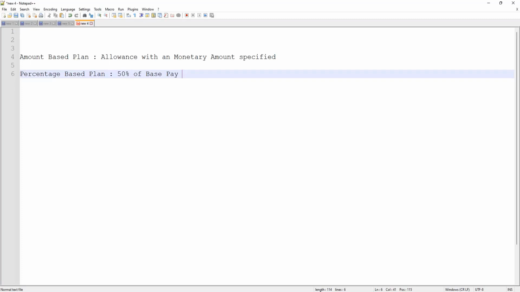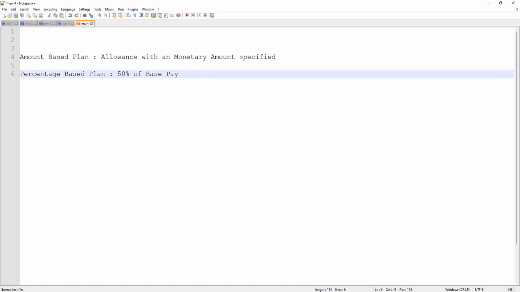Like the HRA, the house rent allowance in India, is typically up to 50% of your base pay. So that is how the companies will specify the allowance, and it's also called HRA or house rent allowance, right. This allowance is 50% of your base pay. Some government employees get a DA allowance, right, and the DA allowance is also a percentage of their base pay.